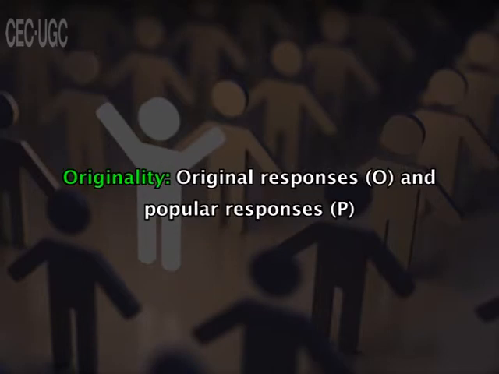Originality. Original responses are marked as O and popular responses are marked as P. The experimenter interprets these 4 categories in relation with each other, not separately.